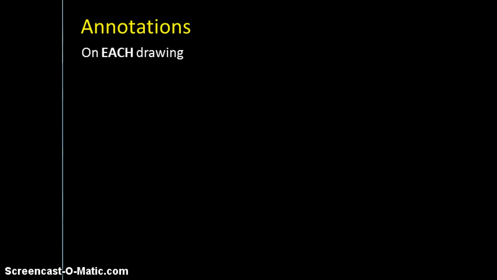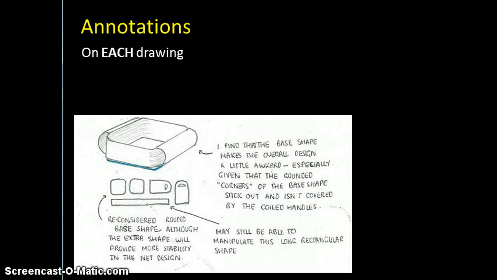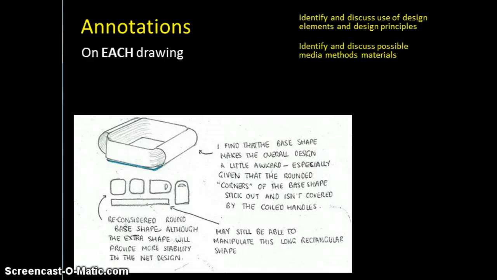Your annotations will communicate all that you know about the design problem and design in general. You will need to make comments on the design elements and design principles that are used in each idea. You don't need to identify and discuss all 8 design elements or all 8 design principles, only pick the relevant ones. You also need to make comments about the media, materials and methods of production that might be used should you follow that idea through to development. Again, you only mention the media and materials and methods that are relevant.